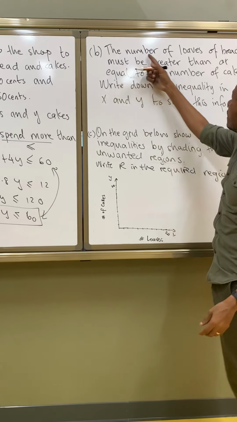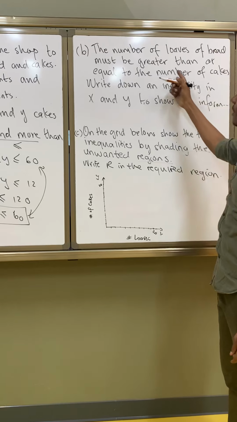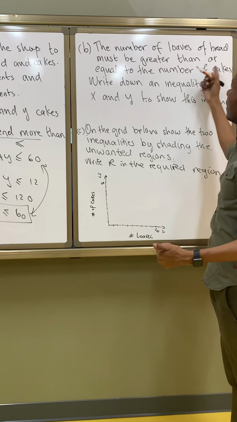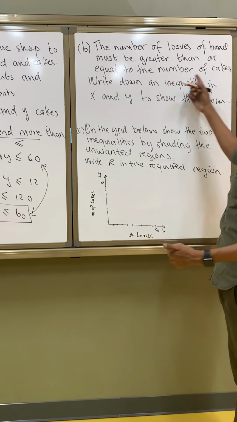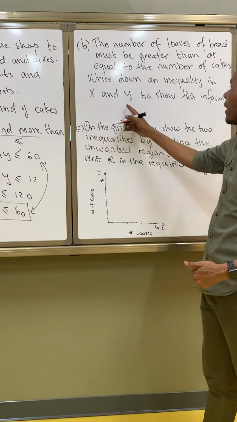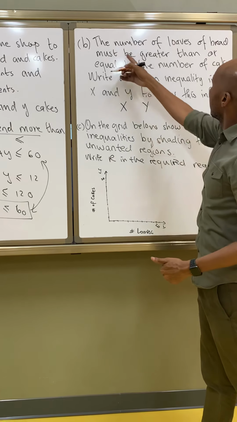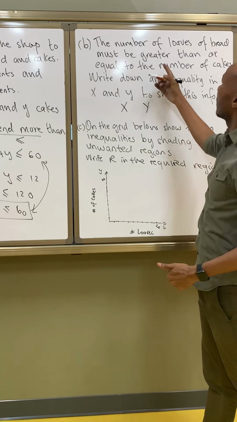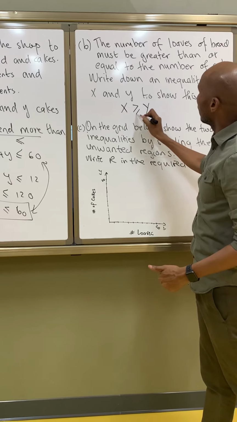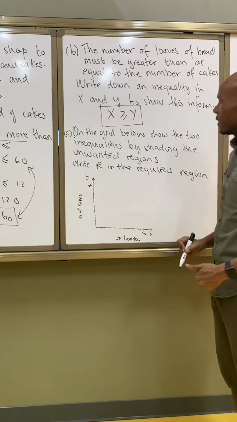And part B says the number of loaves of bread must be greater than or equal to the number of cakes. Write down an inequality in X and Y. They're telling us that the number of loaves of bread should be greater than or equal to the number of cakes, so x is greater than or equal to y. So that's our inequality right there.